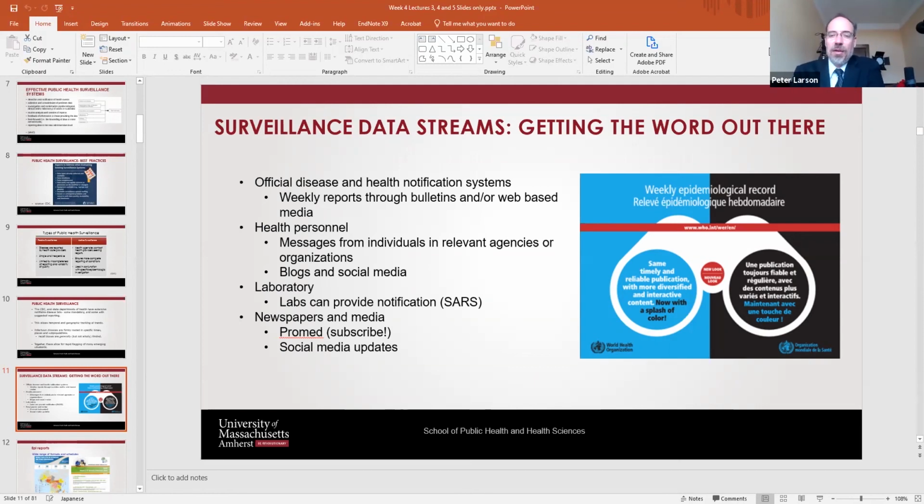Surveillance data goes out in official disease and health notification systems, weekly reports through bulletins or web-based media. If you signed up for notifications like from ProMed, for example, these are going to give you regular bulletins or regular access to places where you can find bulletins. And even at your local level, there might be systems in place to disseminate information to the public. CDC does a great job of sending out bulletins and making data available.